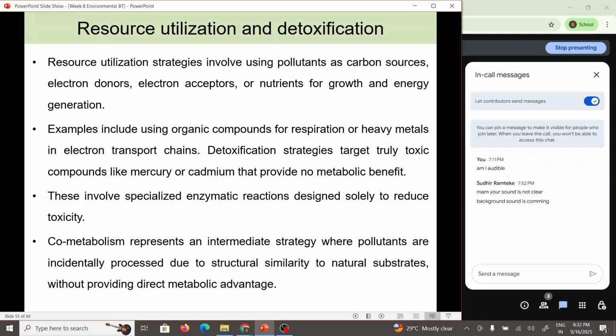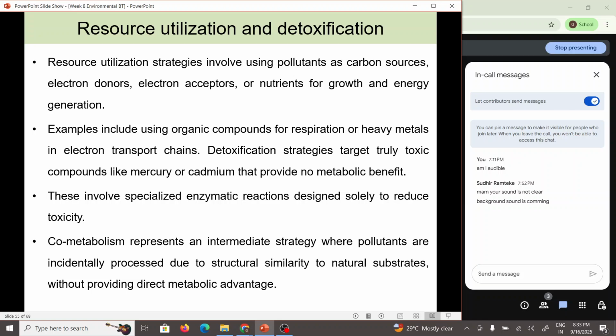I hope this point has to be separated. I'm sorry. So we talked about resource utilization. Now we have come to detoxification. So in case of detoxification, detoxification strategies should target compounds that are in no way used by the microorganism. The microorganism cannot use that component at all. So in that case, it goes for detoxifying it.